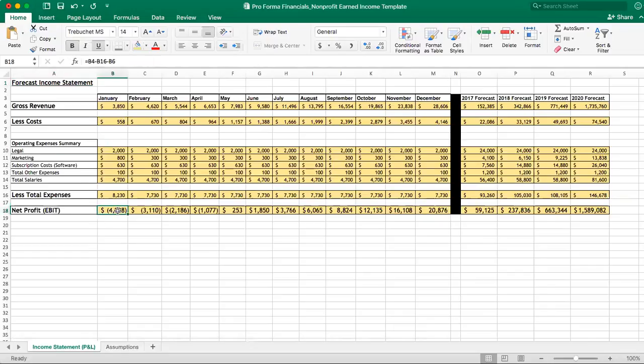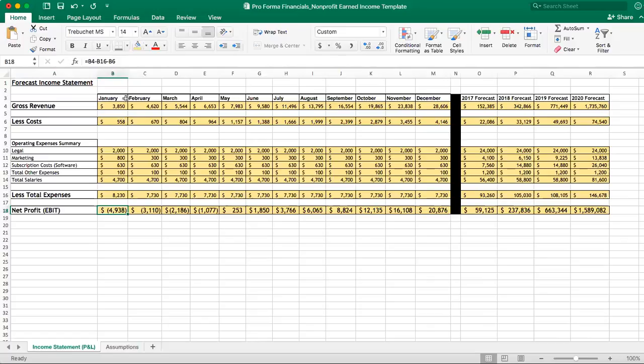When we take a look at our net profit for each month, we can click in the formula bar here to see how it's all put together. We see that our gross revenue minus our costs minus our expenses equals our net profit, just like the formula we discussed in the other section. A quick accounting note, anything that's in parentheses is a negative number. Anything not in parentheses is a positive.